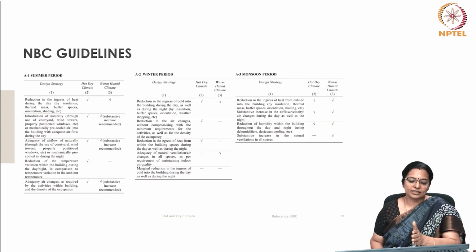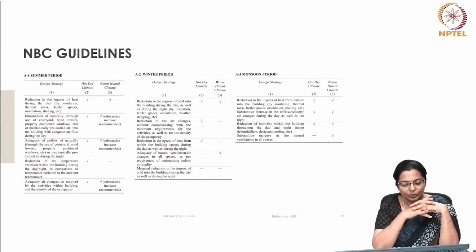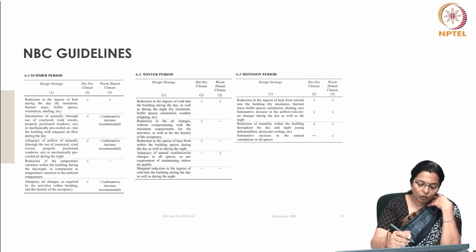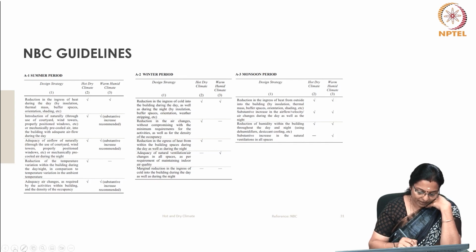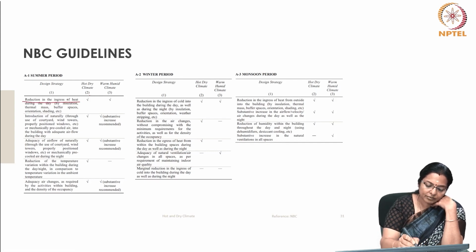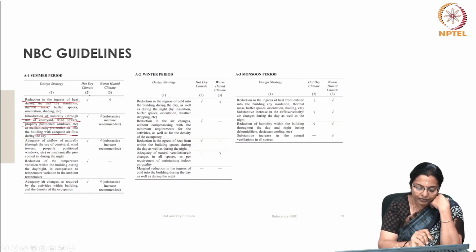Let us quickly glance at what the NBC guideline says. NBC guideline says that during the summer period, for hot and dry climate and warm humid climate, there must be a reduction in the ingress of heat during the day. Then introduction of air naturally through use of courtyards and wind towers, properly positioned windows, etc. Try to have adequate airflow during the day.